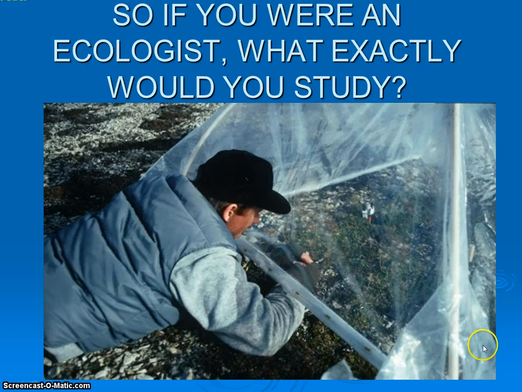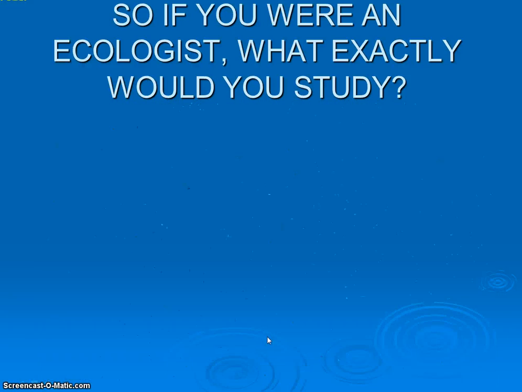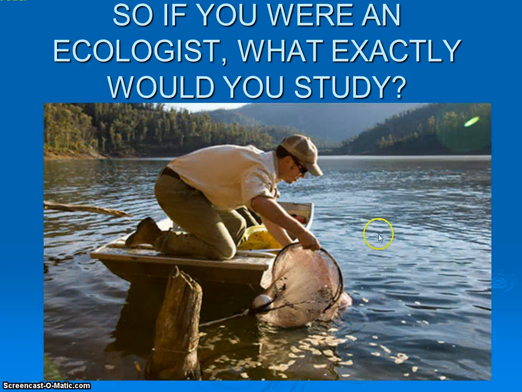This guy looks like he's creeping around in a tent. He is not. He's using something called a quadrat. He's trying to study something in there, something on a small scale. Think about what he might be looking at. Even this guy, dipping nets in a pond. All of these people we've looked at are ecologists studying something in the field. And think about some type of interaction between biotic and abiotic factors.